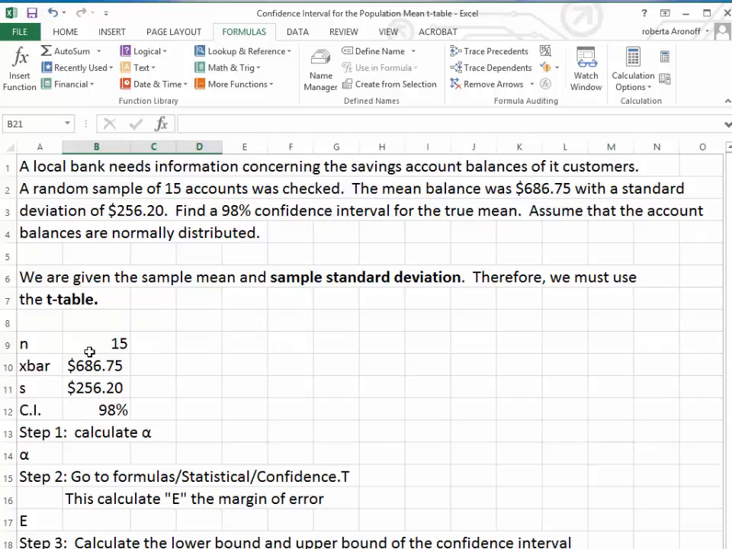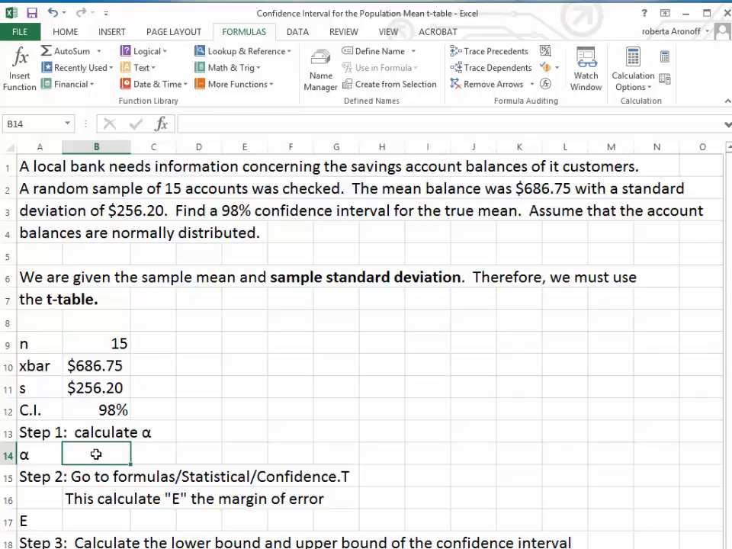So in order to do that, again, we put down the 15 savings accounts from our sample, and we're told that the account balance is approximately normally distributed. Otherwise, we cannot use this formula. We have the calculated average of the 15 accounts, $686.75. We have the sample standard deviation, which is $256.20. And now we want to calculate a 98% confidence interval for the true mean.